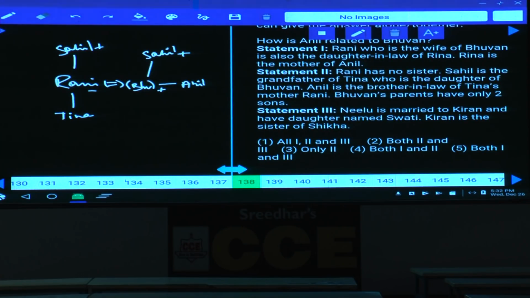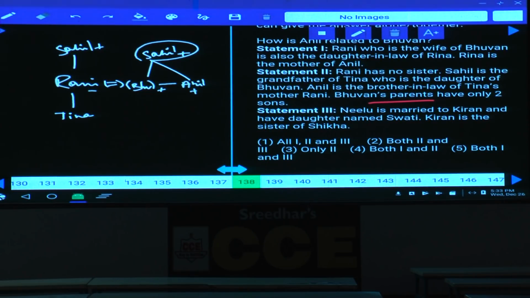Bhuvan's parents have only 2 sons. Two sons are there. How many daughters? Did they give any information about daughters? No. Hence this is not it. Correct. Now Bhuvan's parents have only 2 sons, who are they? Anil and Bhuvan, isn't it? Then whether this Sahil is required or not, that is not needed. Then what is the answer here? Yes, we are getting the answer.